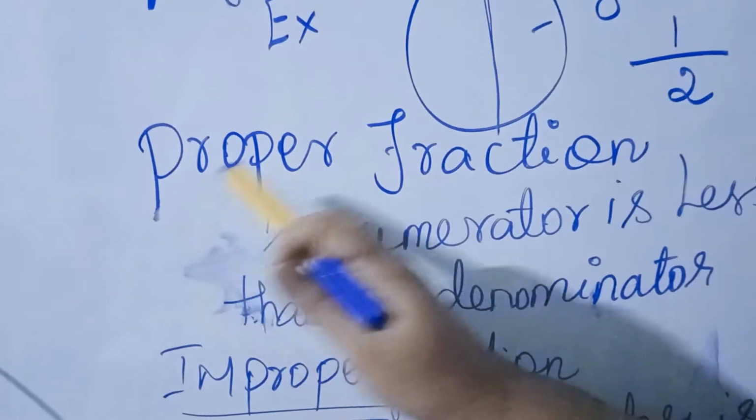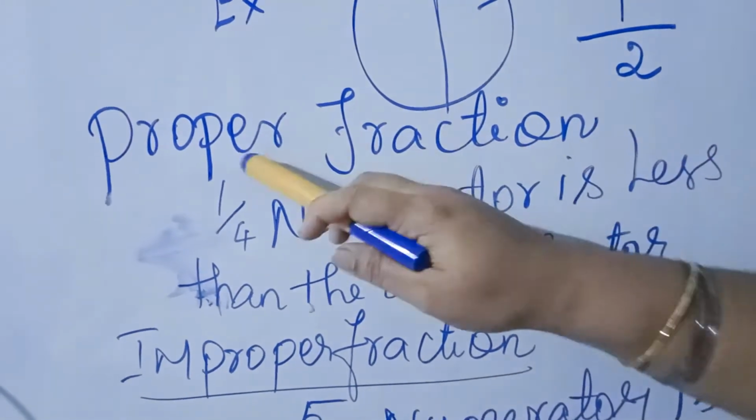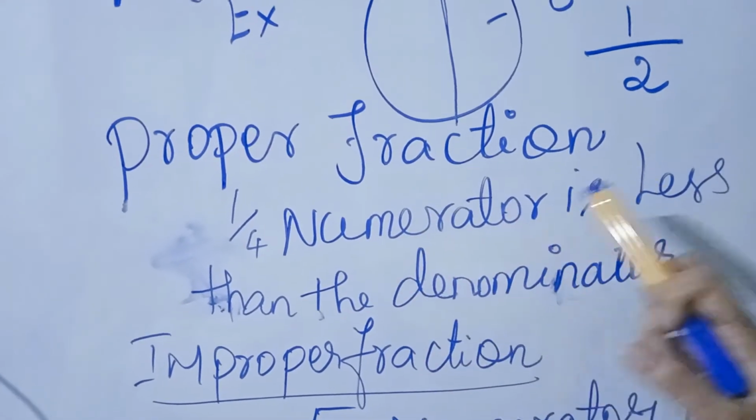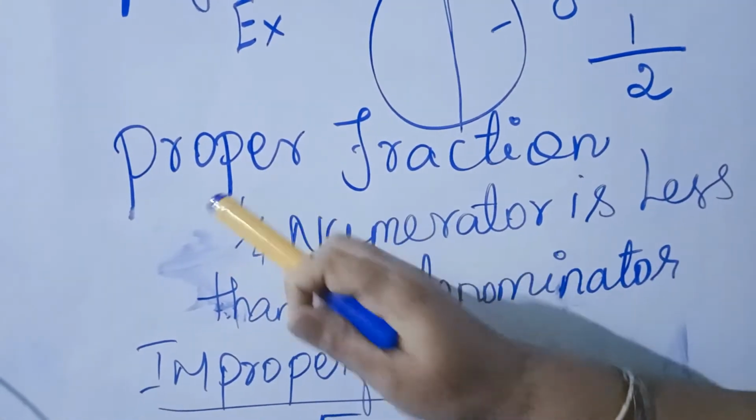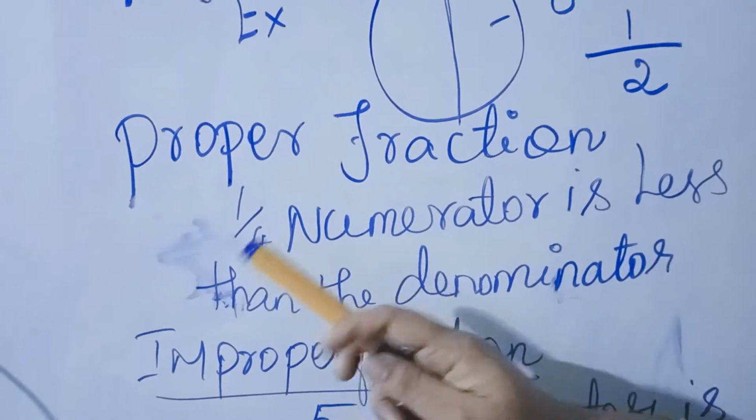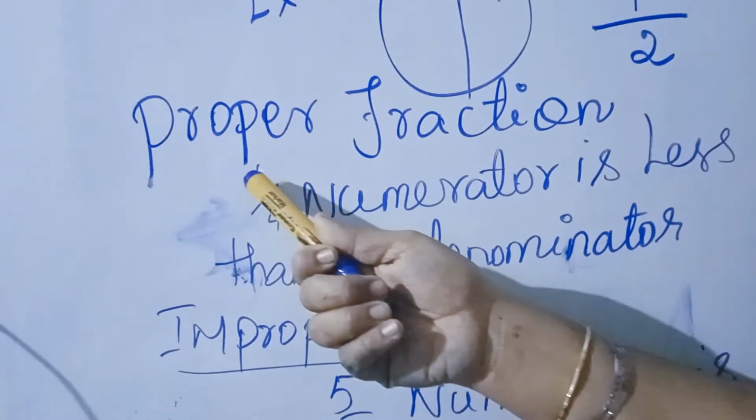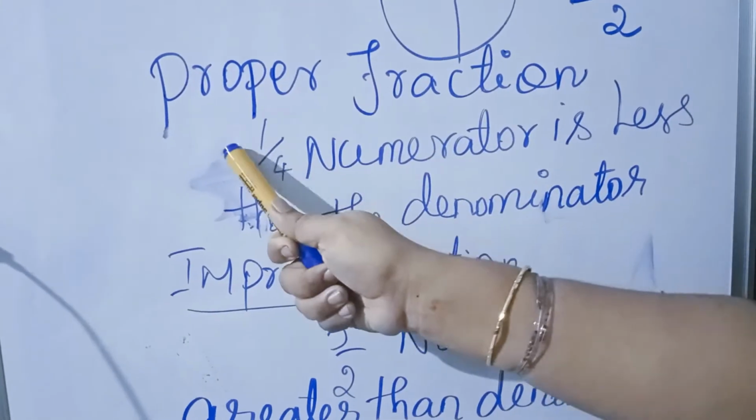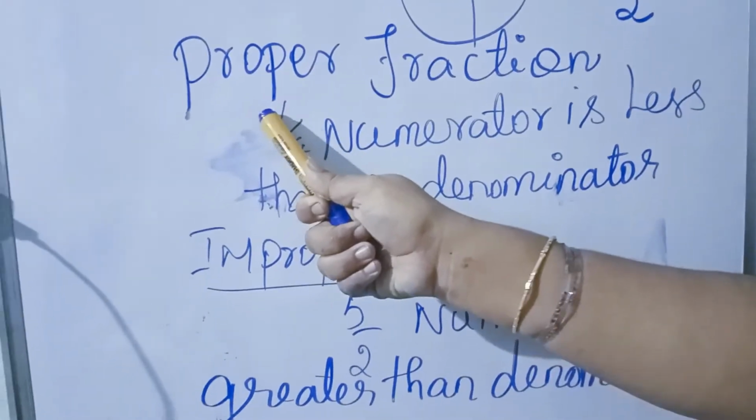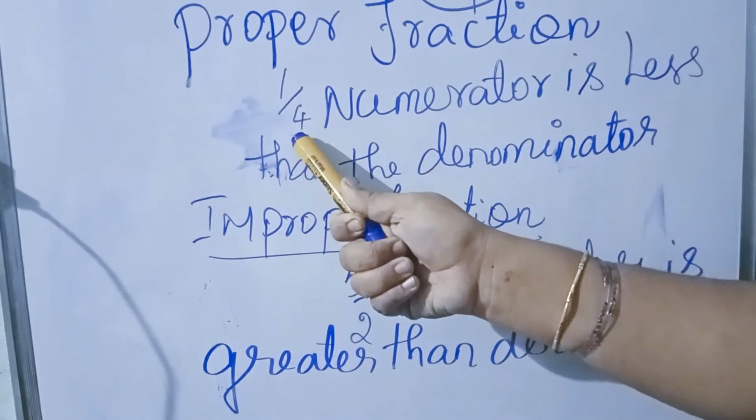Let's see what a proper fraction is. Proper fraction means the numerator is less than the denominator. If the numerator value is small, that is called a proper fraction. For example, 1 by 4, because the numerator value is small here and the denominator is a big number.